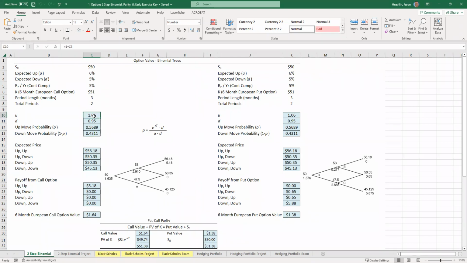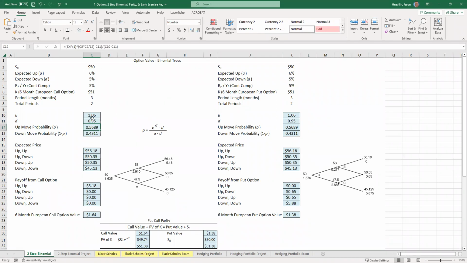So to get started, to get this factor, what we are doing is just the growth factor. So if it's expected to go up by 6%, then all you have to do is 1 plus that 6%. And there's our up factor. For a down factor, since there's a loss going down, we're doing just 1 minus the down percentage, 5%.